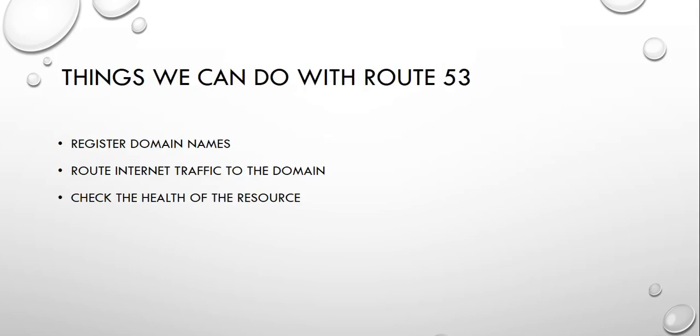Things we can do, as we discussed, we can register domain names. Like you buy a new domain, you can route your internet traffic to the domain. Like you bought a domain, or you have an existing domain with you, you can route the internet traffic to go to your specific domain. You can check the health of your resource by enabling the CloudTrail logs, and you can also enable the CloudFront CDN with Route 53 to serve your data more quickly from the cache.